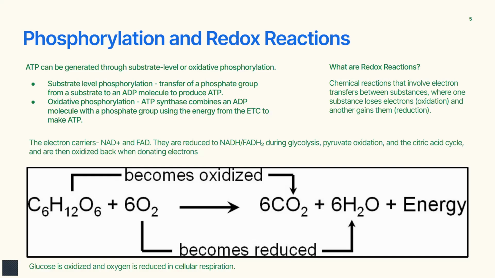When carrying electrons, they carry them in the form of hydrogen, and when carrying them, they are reduced to NADH and FADH2. This happens during glycolysis, pyruvate oxidation, and the citric acid cycle. And then in the ETC and fermentation, they are oxidized back because they are donating their electrons. If you look here at this diagram, you can see this is a very oversimplified diagram, but you can see how the glucose is becoming oxidized into CO2 and the oxygen is becoming reduced into H2O.